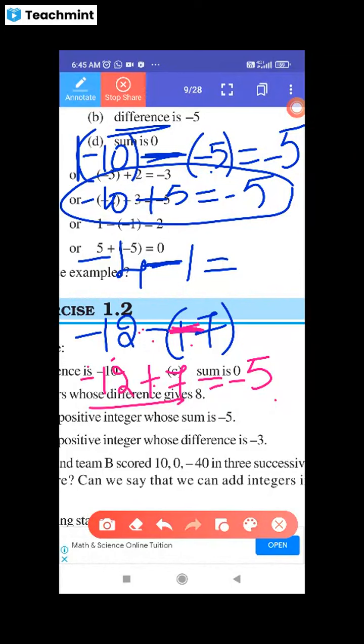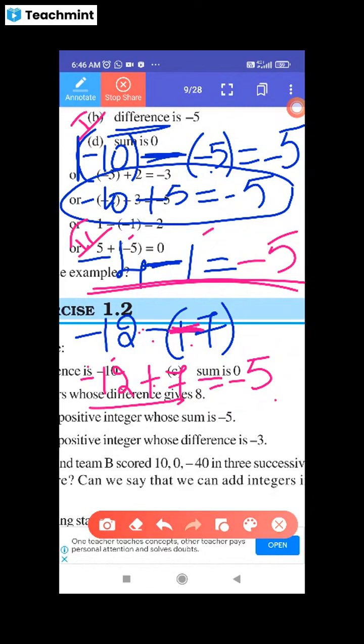So then tell me minus 4 minus 1. Here two numericals. What is the answer? Minus 5. So this is the first example. This is the second example. This is the third example. In the same manner, you have to find out 10 examples like this. 10 ways. Okay, write down.